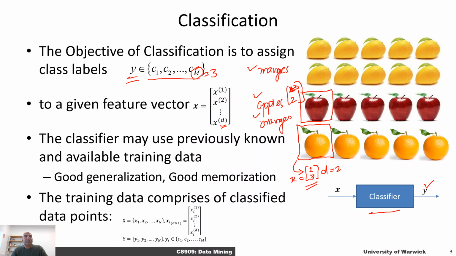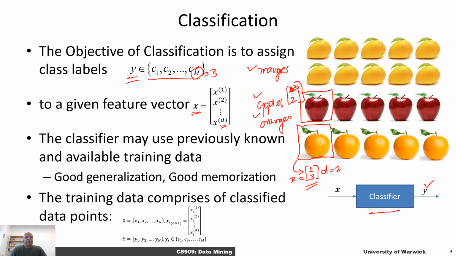Mathematically speaking, the objective of classification is to assign a class label y, which is going to be exactly one of the following labels: oranges, mangoes, and apples, to a given feature space representation of an object or an example, which we typically denote with X. Okay, so I hope that formalizes mathematically what we mean by classification.